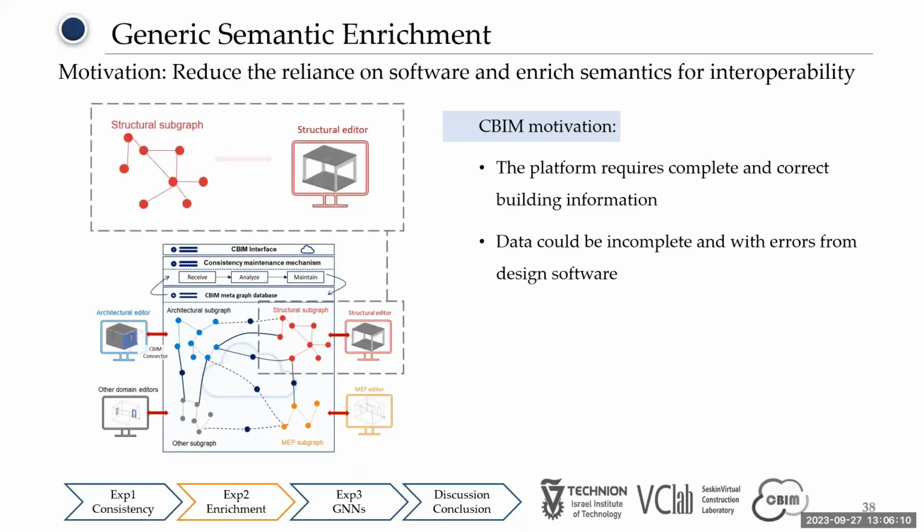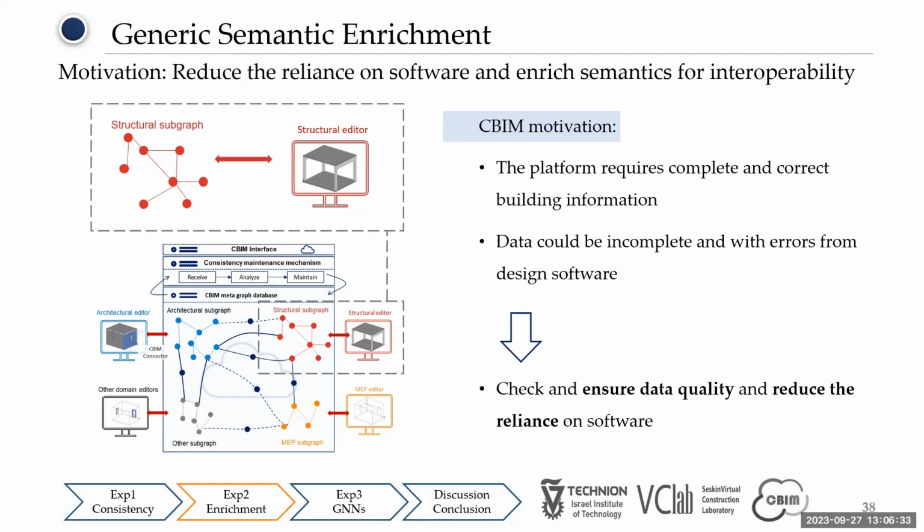Let's move to experiment 2. During this process, we realized that the CBIM platform requires complete and correct building information from local software. However, those data could be incomplete. And the data provided from local software could also have some errors. Therefore, we want to check and ensure the data quality and reduce the reliance on local software.